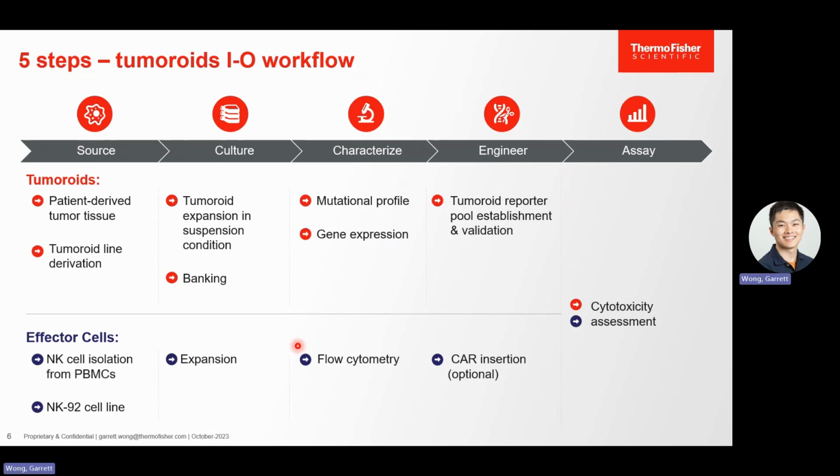At this point, you could engineer your NK cells to express a CAR if you are interested in making a CAR NK cell line. But in this case, we opted out of doing this, and we wanted to look at the cytotoxicity of just primary NK cells and NK92s against the tumoroid lines.